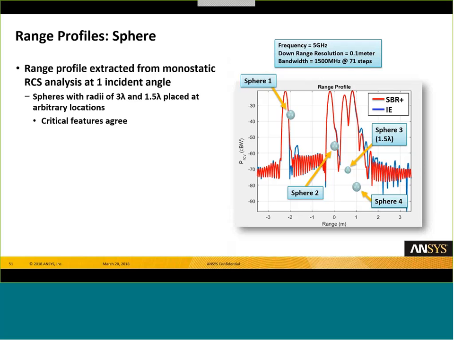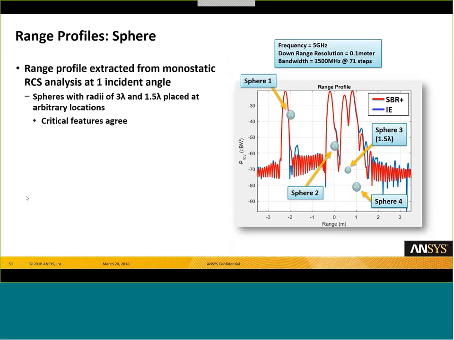So here we're comparing range profiles from full wave and SBR plus techniques. You can see the SBR plus in red and integral equation was used in this example in blue. And it's worth noting that even with these electrically small targets, these spheres are basically three wavelengths or less, you get really good agreement in that all of the critical features are really agreeing here.